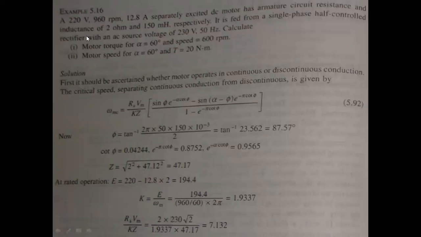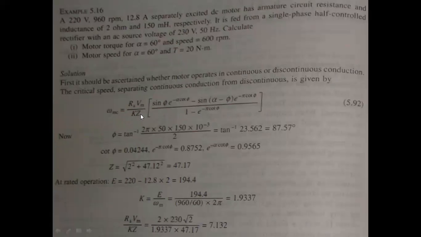Okay, so first we have to find out whether the motor will be operating in continuous or discontinuous conduction mode. For this we have to calculate the critical speed, which separates the continuous and discontinuous modes. The critical speed omega mc formula is this one, they directly gave the formula.